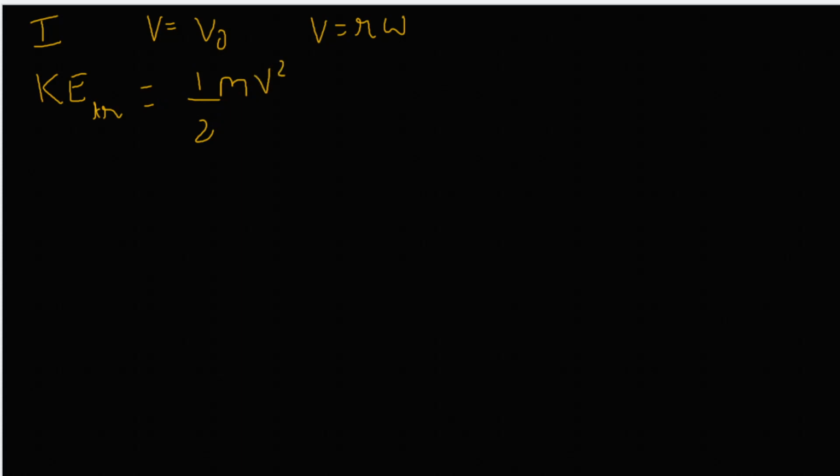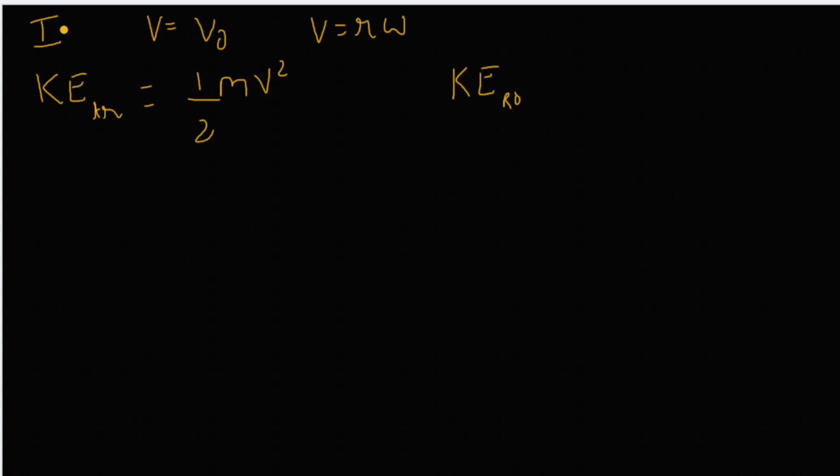So let us assume moment of inertia as I. Given velocity is equal to v, and as it is pure rolling, we can say that v is equal to r omega. So let us calculate KE translational. That is going to be 1 by 2 mv square, simple formula which we know. Okay, and now let us calculate KE rotational.